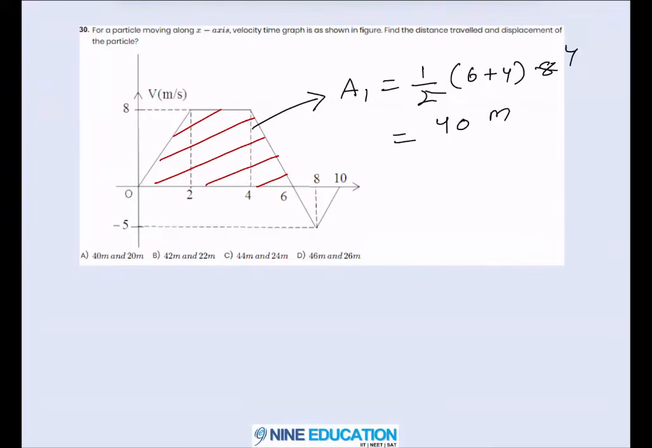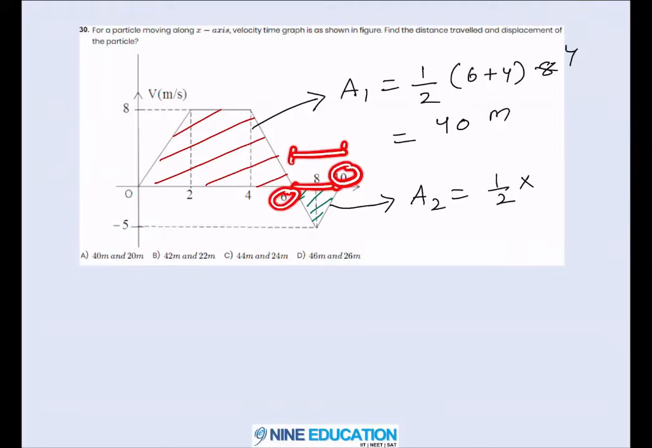Now let us calculate the area of the small triangle. This area, which we will call A2, will be half base into height. So what is half base? The base is from here to here, so this is 10, this is 6.